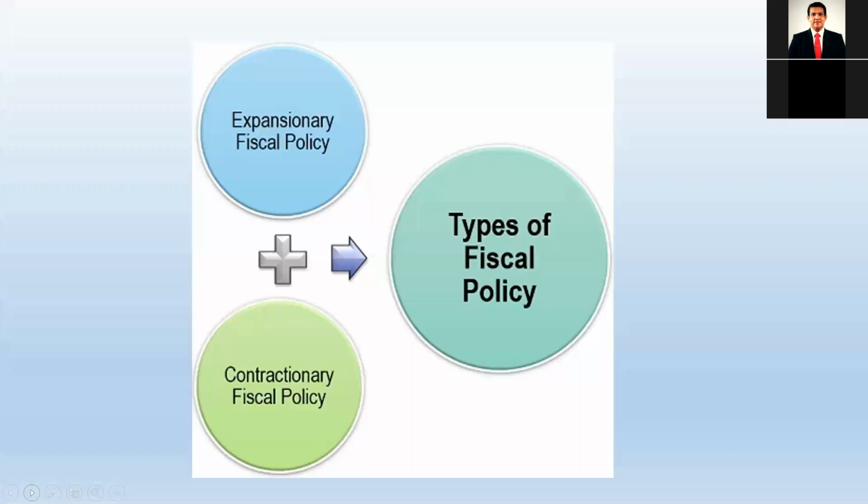Next, we have contractionary fiscal policy. During periods of unusually high economic growth and full employment, the government may use contractionary fiscal policy to tap the brakes on an expanding economy, especially when rising inflation is a concern. So it will help the customers to buy products and increase the demand. And that's all about the types of fiscal policy.